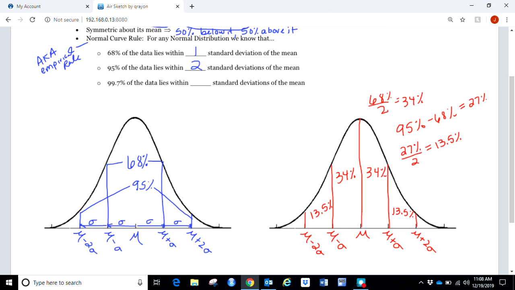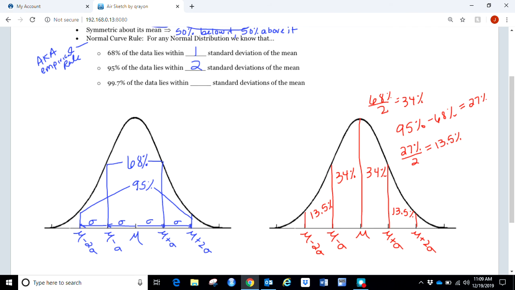Okay, so it was a little bit trickier, but what I now know is if I add up all the numbers that I got here, I'm going to get 95%. And I do. Right, we're extending it to one more standard deviation out.